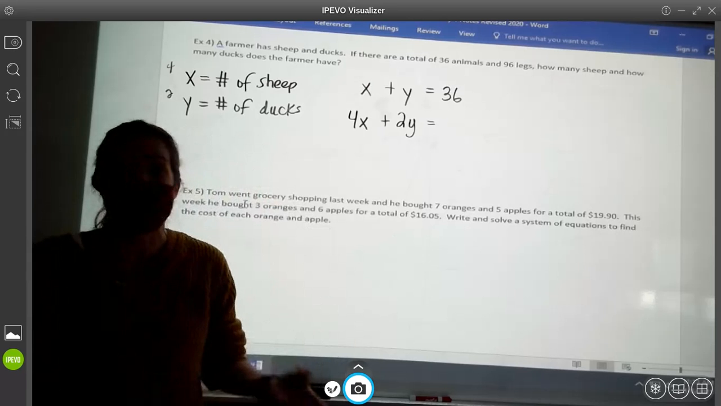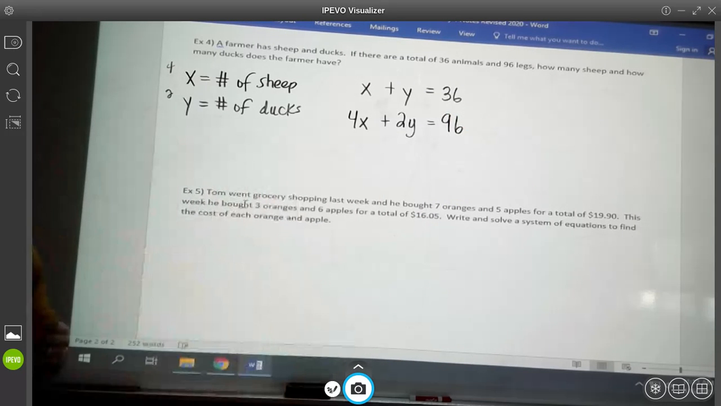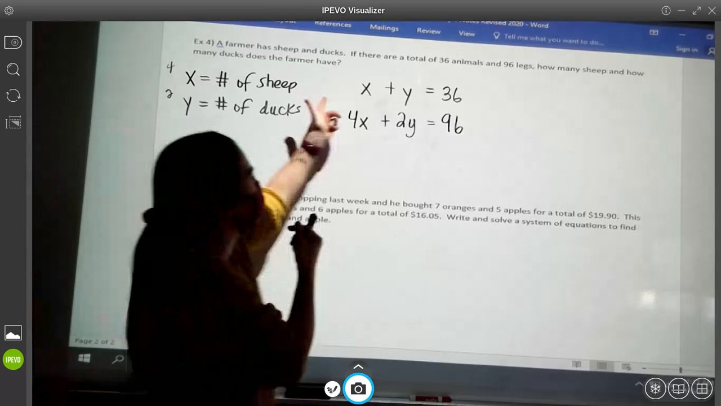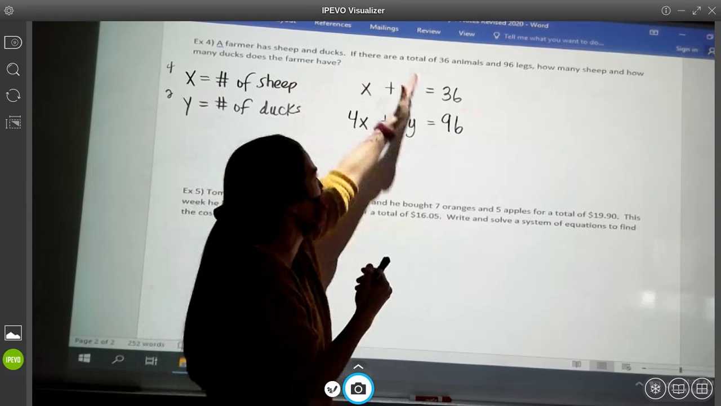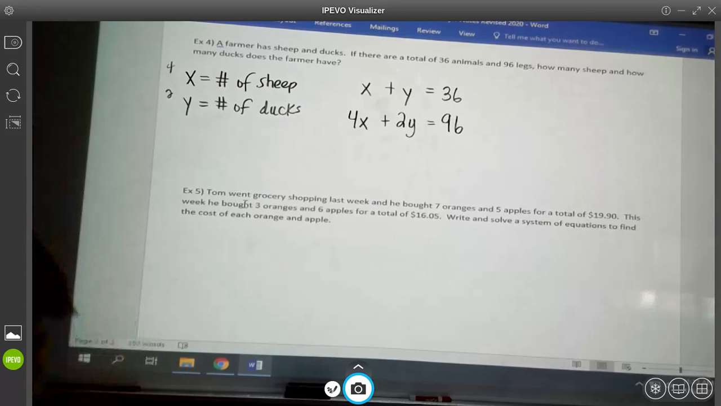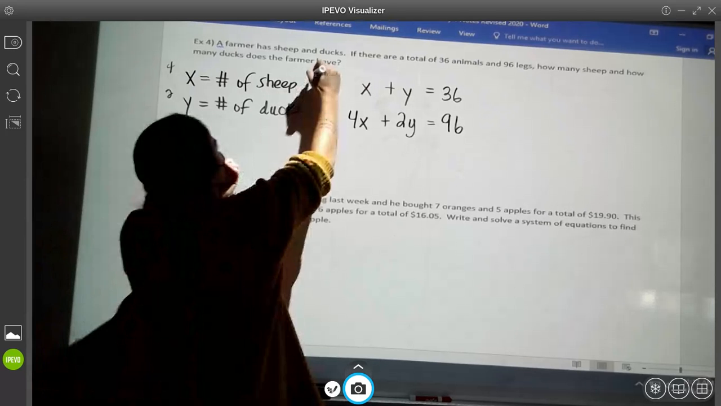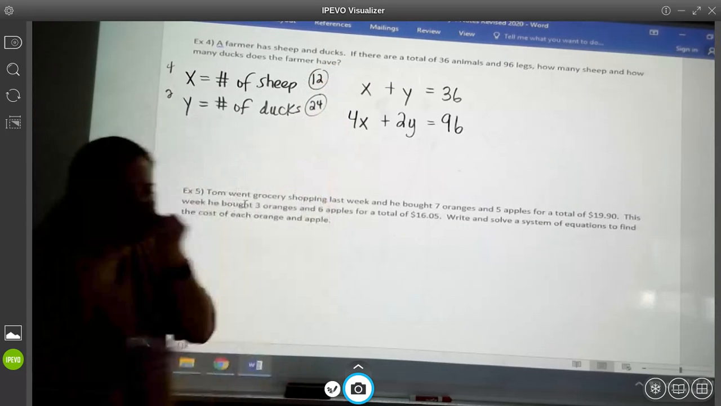I would either times the top by -4 to get my X's to cancel, or I would times the top by -2 and get my Y's to cancel. If you want to solve this later, you find out that there are 12 sheep and 24 ducks, if you want to solve it later to make sure you're okay. Okay, I can do this. We got a couple minutes left. We're going to try the last one.